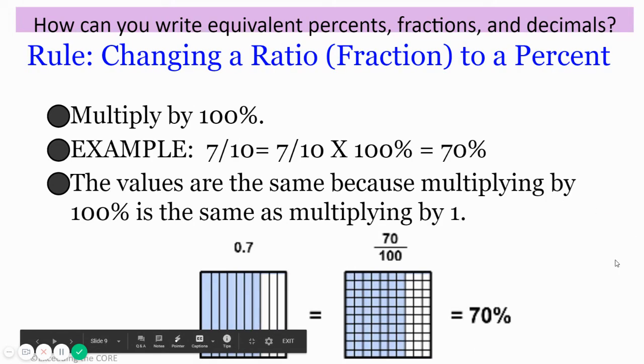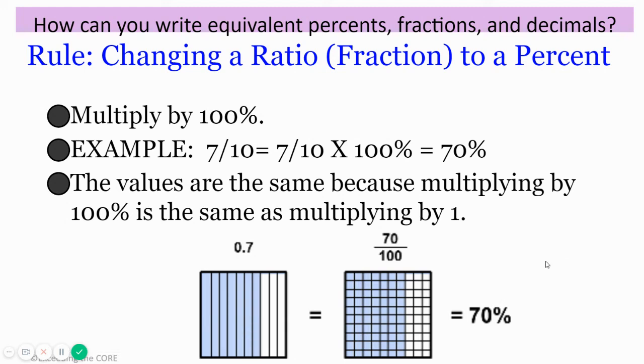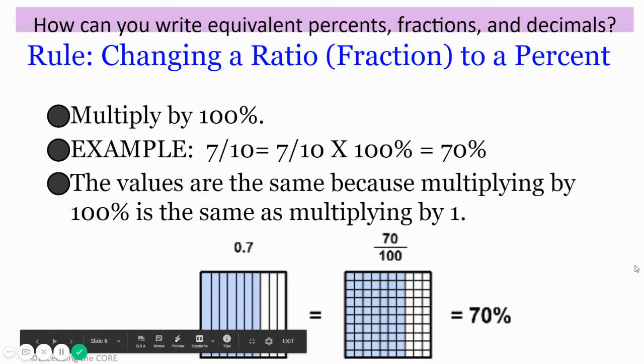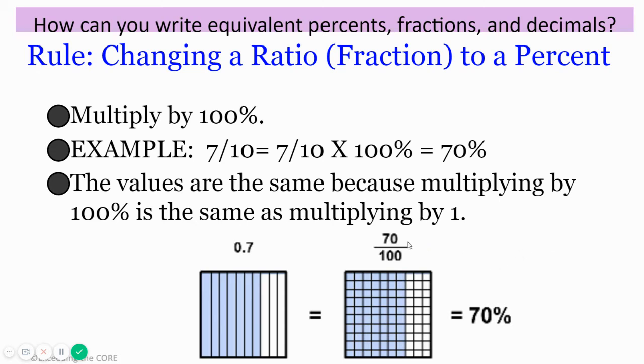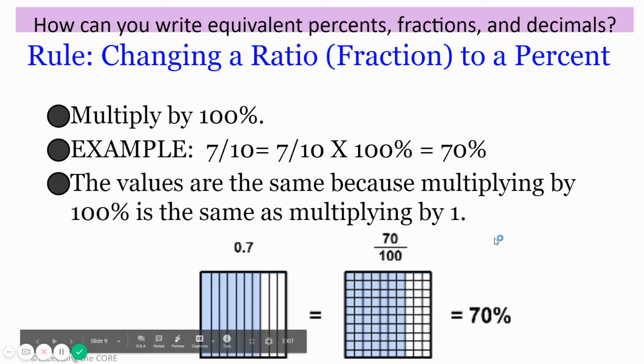All right, changing a ratio or fraction to a percent. If you have 7/10 and you multiply that by 100%, 7/10 times 100 would give you 70%. So when you multiply by 100%, this doesn't change the value because you're really just multiplying by 1, because 100% is equal to 1. So here are some visual representations. 7/10 broken into tenths is equal to 70 over 100 if you break the tenths into 100, which is the same as 70%.